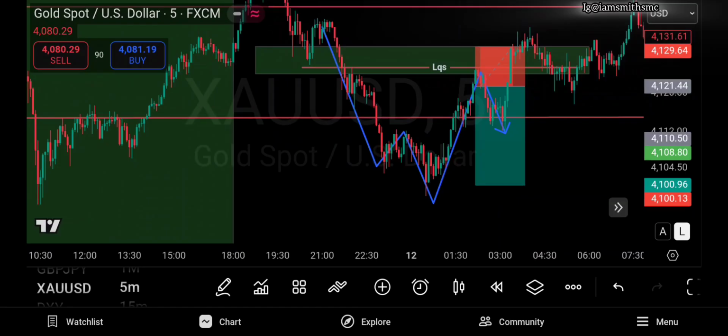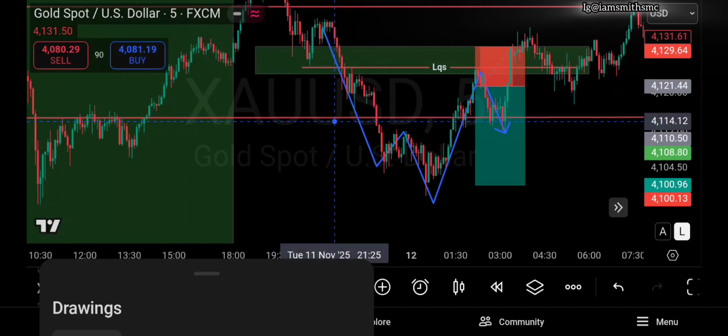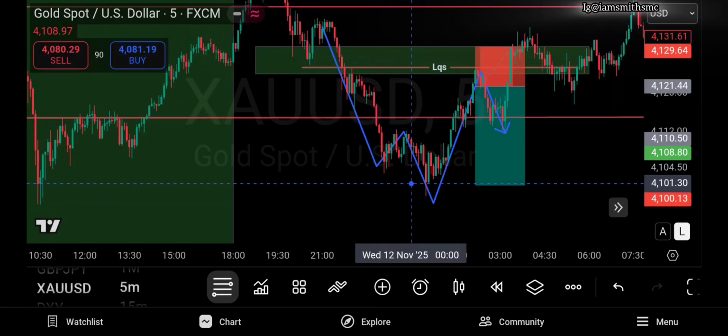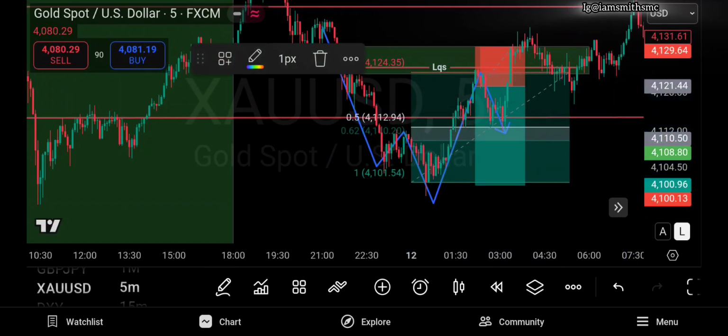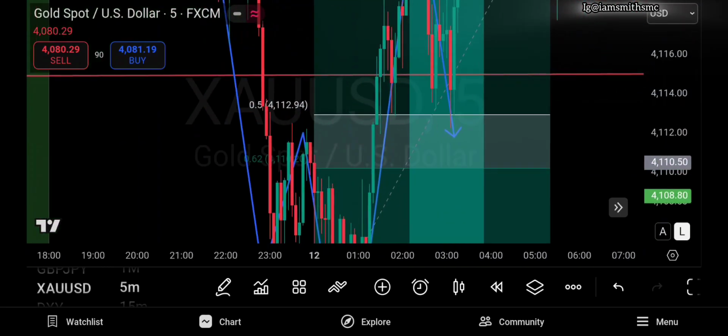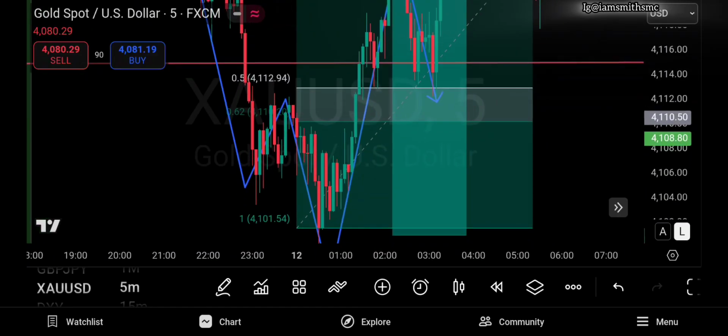Neither is it, what's it called? Is it the fair value gap? But let me see. Okay. But this hits the 0.5, which is also the 0.50 Fibonacci retracement level. It hit it, then it went upward.